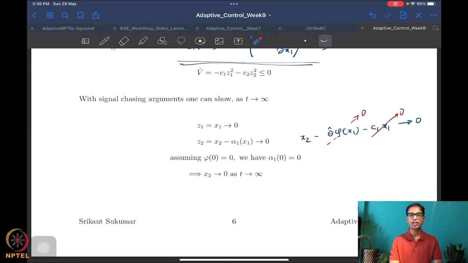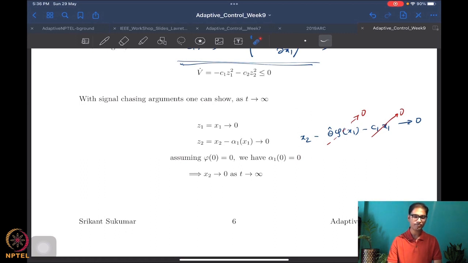You want all the states to go to 0. Again, we are looking at the stabilization problem. The tracking problem would have been no different. But in this case, we are concerned with the states x1 and x2 actually going to zero. And you obtain that, and that's essentially what you wanted.